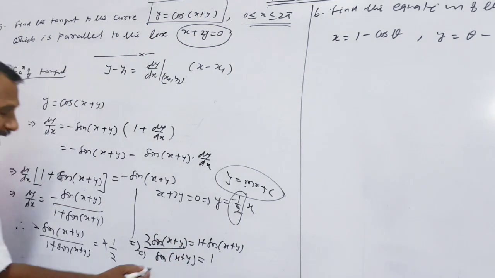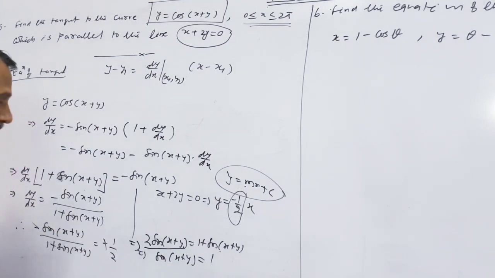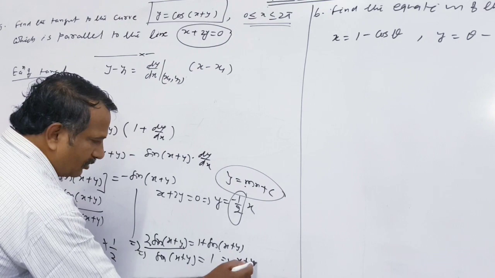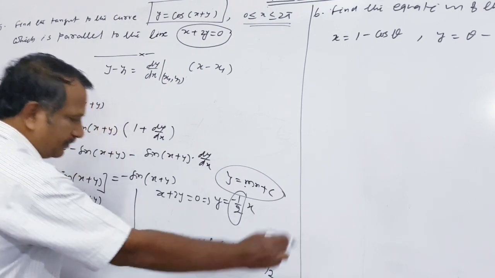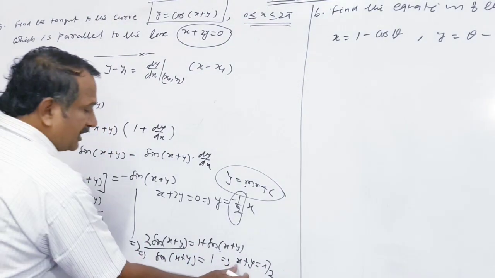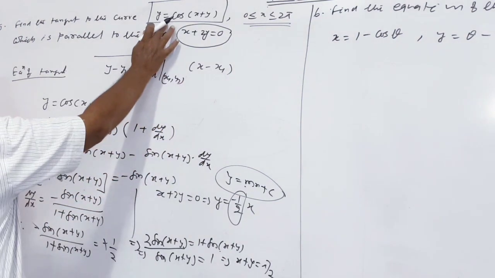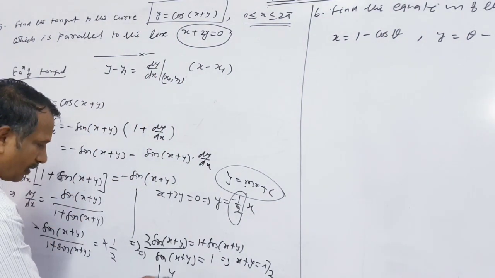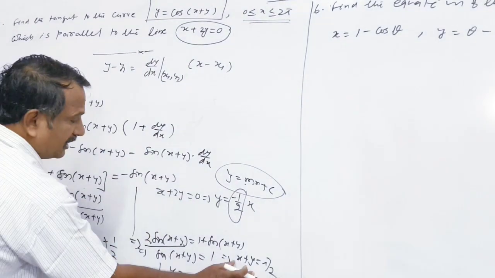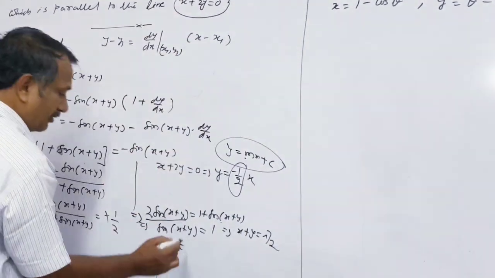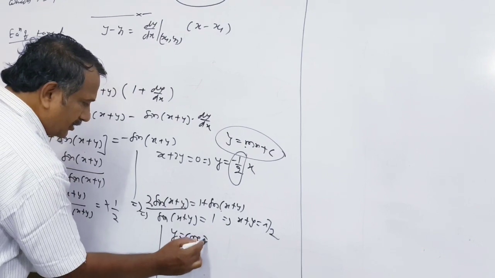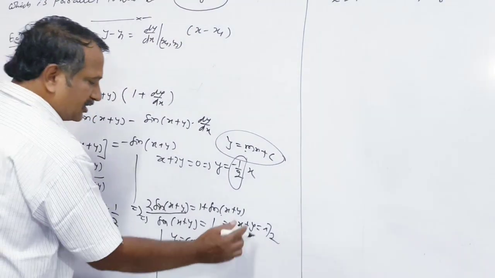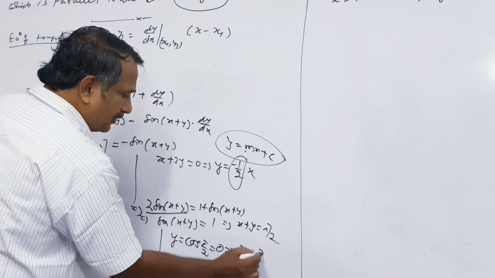Now if sine theta equal to 1, what is theta? Theta equal to 90 degrees. So x plus y equal to pi by 2. Now substitute here: y equal to cos of x plus y, that is cos 90. What is cos 90? Now it is 0. So y equal to 0, which means x equal to pi by 2.